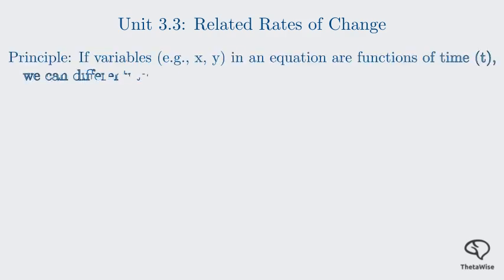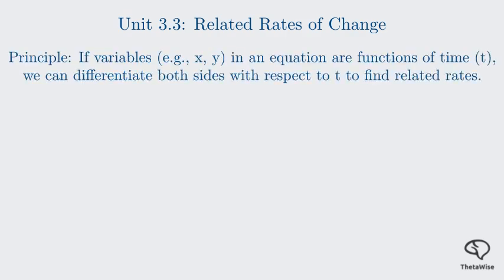The core rule is this. If the variables in an equation, like x and y, are also functions of time, we can differentiate the entire equation with respect to time, t, to get an equation with related rates. Let's see this in action with a simple example. Imagine a circular pond where a rock is thrown, causing circular ripples that spread outwards. The area of a circle is A equals pi r squared. The area A and the radius r are both changing with time. We want to find the relationship between their rates of change.